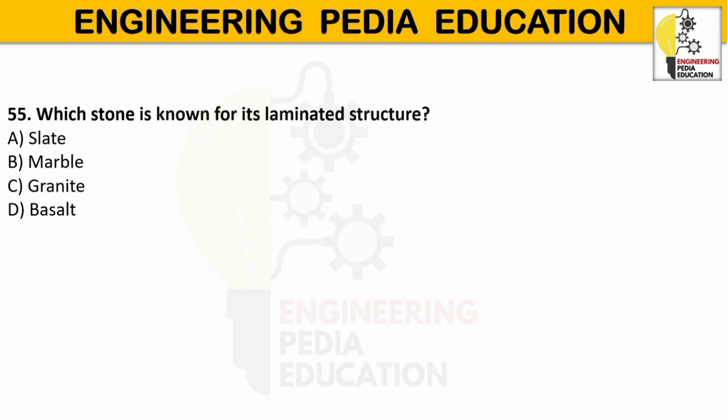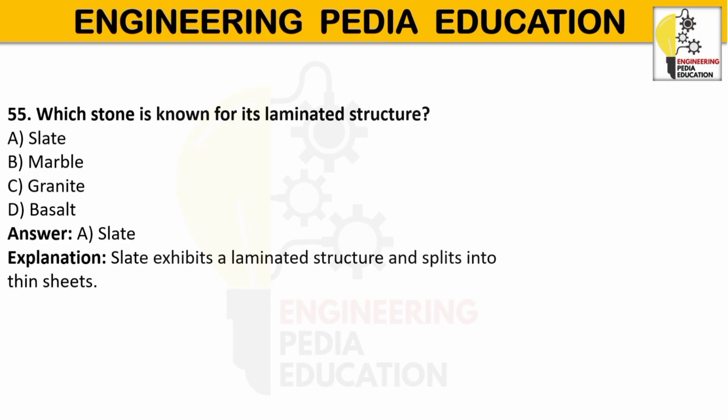Which stone is known for its laminated structure? The options are slate, marble, granite, basalt. So the correct option is slate. Slate exhibits a laminated structure, splitting into thin sheets. Laminated structure is the arrangement of rock in thin layers, laminae, that can be easily separated from one another. Common examples are slate and shale. It splits easily into thin sheets and is useful for roofing and paving. Layers are thinner than those found in stratified rocks.